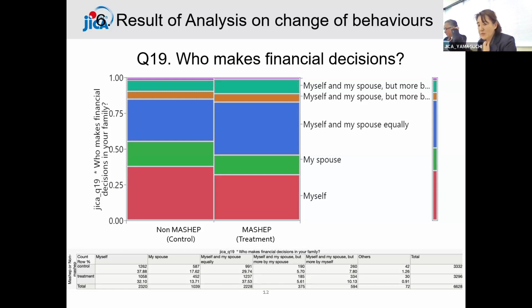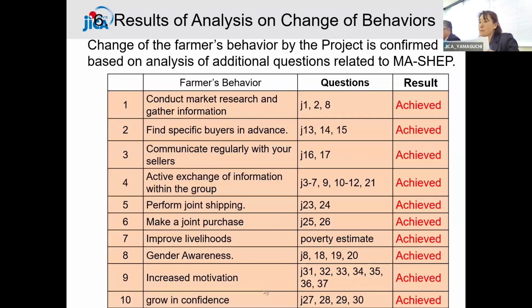It means that more SHEP farmers make decisions jointly. On the other hand, the proportions of red and green are larger for the non-SHEP farmers on the left side than for SHEP. It means the non-SHEP farmers make decisions individually, by farmer or spouse. Next slide just shows the summary of the analysis of the change of behavior.